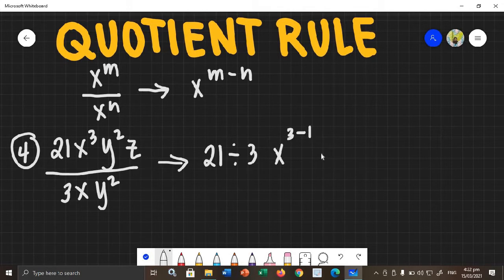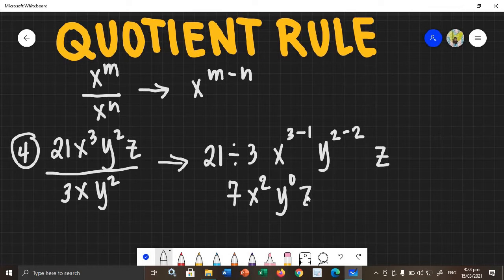And then, for y, they have y both. So y raised to 2 minus 2. And if you notice, z is only one, only in the numerator. So just copy that, z. And then we have 21 divided by 3, that will be equal to 7. x raised to 3 minus 1 is 2. y raised to 2 minus 2, that is equal to 0. And then copy the z.